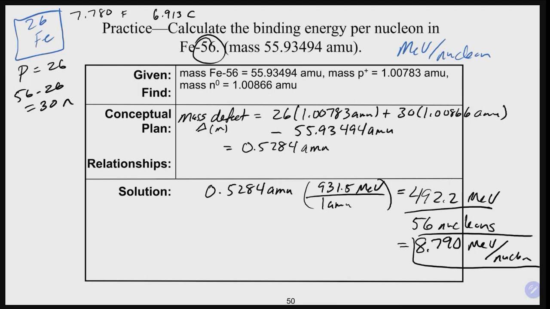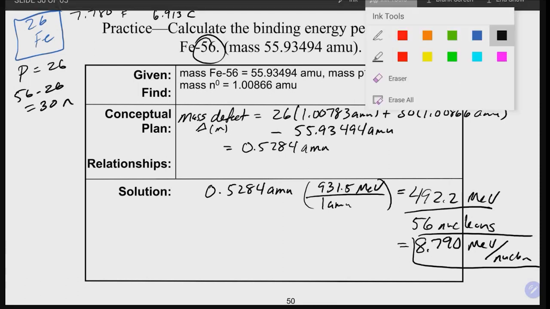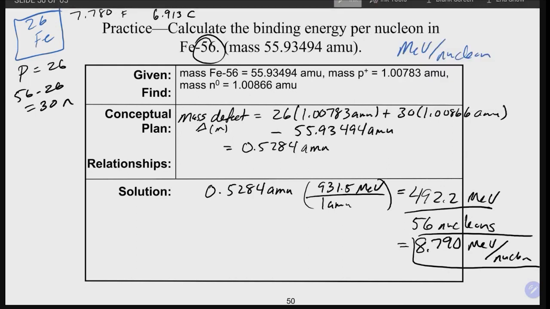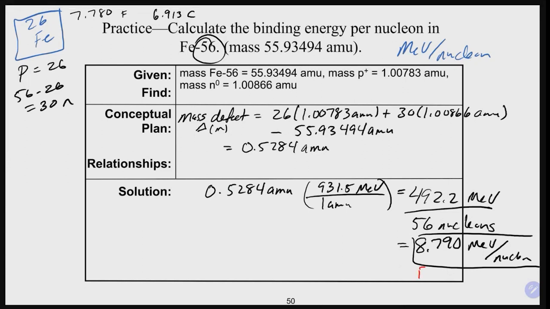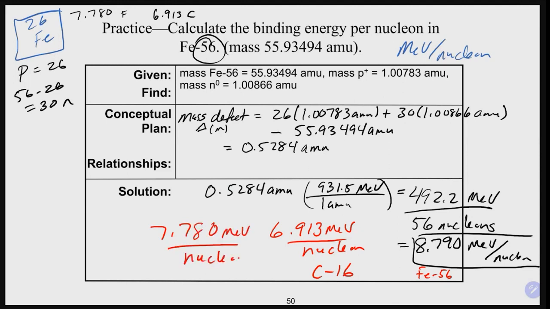All right, so to finish up, as I mentioned, we can use our nuclear binding energy per nucleon as a symbol of stability. This is iron 56. Earlier we calculated 6.913 mega electron volts per nucleon for carbon 16, I think it was, and originally we did 7.780, I think, mega electron volts per nucleon for fluorine 19.